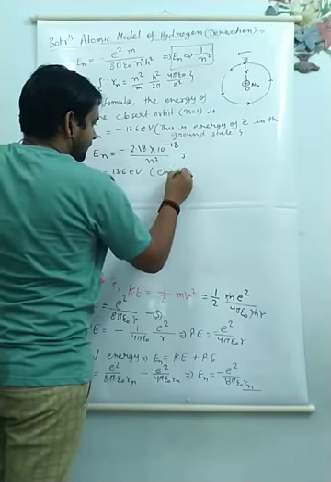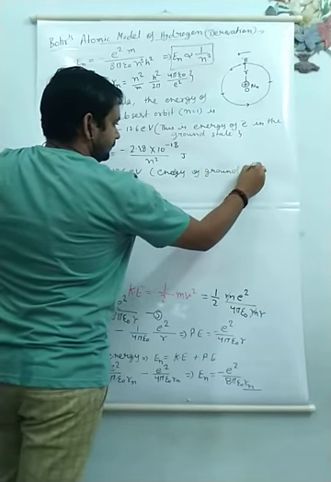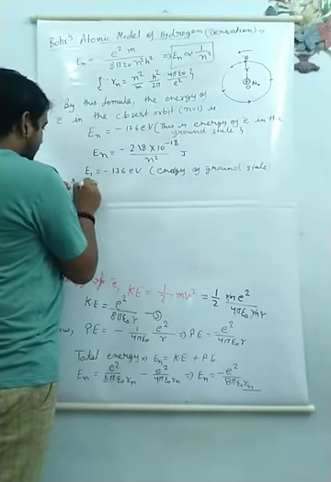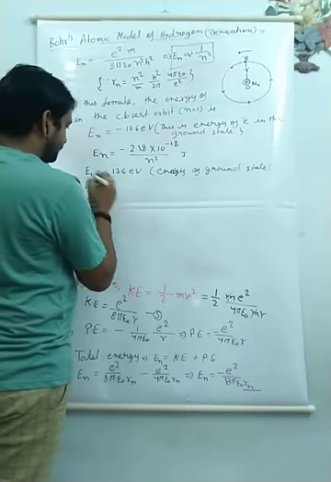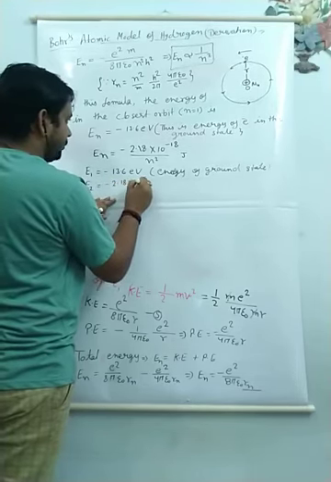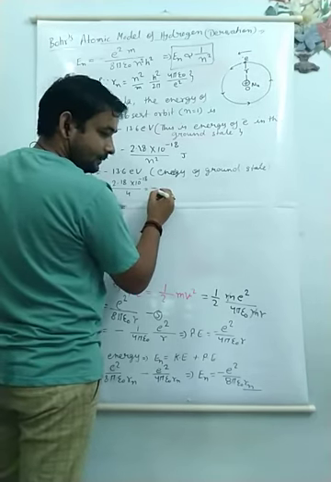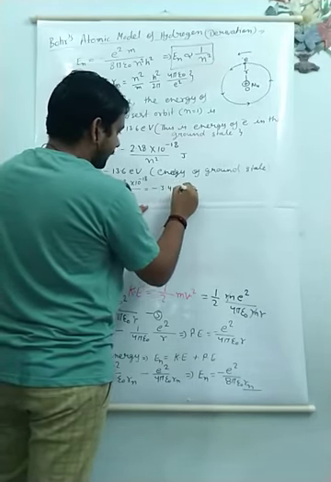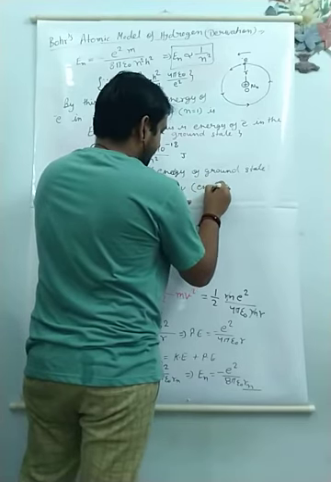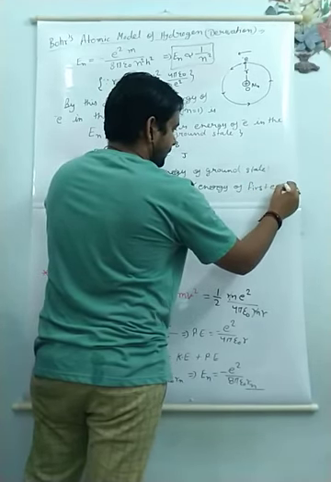Energy of ground state. For n equal to 2, the same value is divided by 4: 2.18 into 10 to the power minus 18 by square of 2, which is 4. It is calculated as minus 3.4 electron volt, the energy of first excited state.